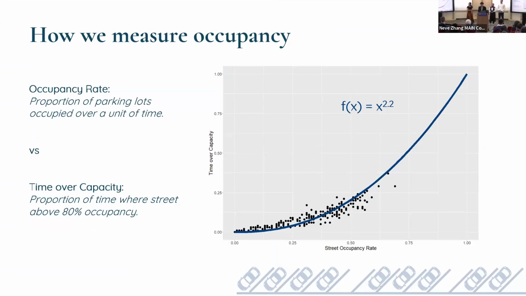For example, time over capacity. This is a metric that measures not the proportion of lots that are being used, but the proportion of time where the lot is at high occupancy. In the ideal case, we'd actually like to be in the bottom right corner. That's where we've got lots of occupancy, but very little time over capacity. However, we found that these are really just two sides of the same coin, as you can tell by the fitted curve. There are trade-offs. You can't just increase occupancy without trading over some time when you're going to be at high capacity. And that's why we've identified occupancy as the main metric for our program and predictive model.